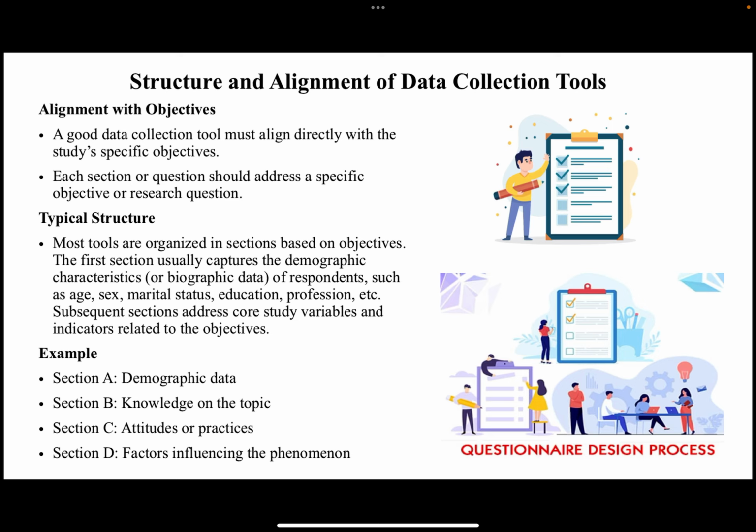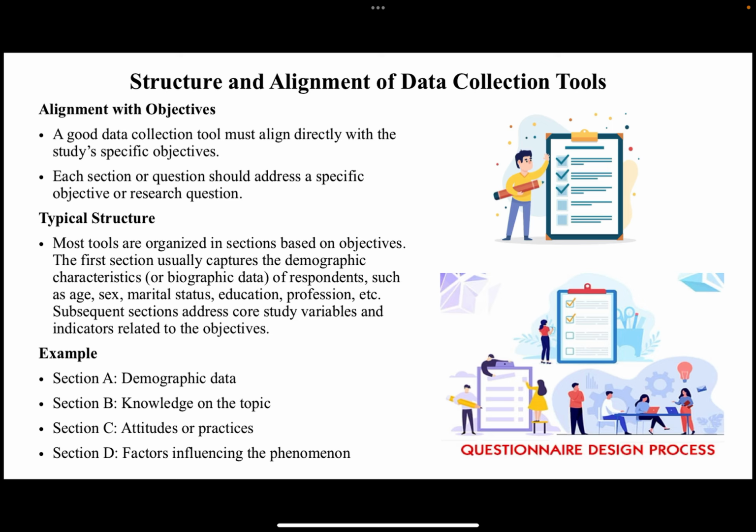So Section A for the demographics, Section B for the first specific objective, Section C for the second specific objective, Section D for the third specific objective, Section E for the fourth specific objective. Okay, so we section the data collection instrument in accordance with your specific objectives. Most data collection instruments are organized in sections based on their specific objectives.